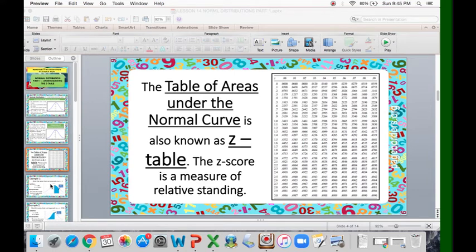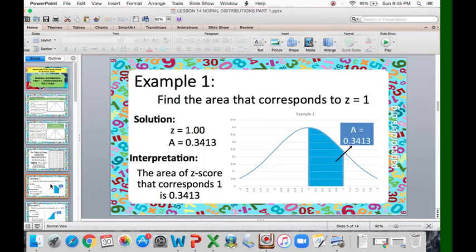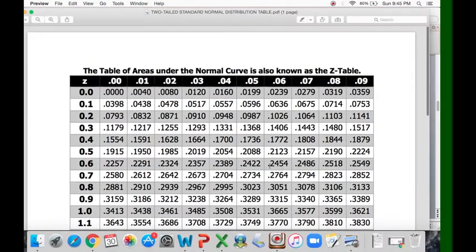Okay, so I prepared examples. So let's have example 1. Find the area that corresponds to Z equals 1, or that is Z equals 1.00 at the end. The area is 0.3413. That's the area under the Z score of 1.00. So let's see. So let's have 1.00.